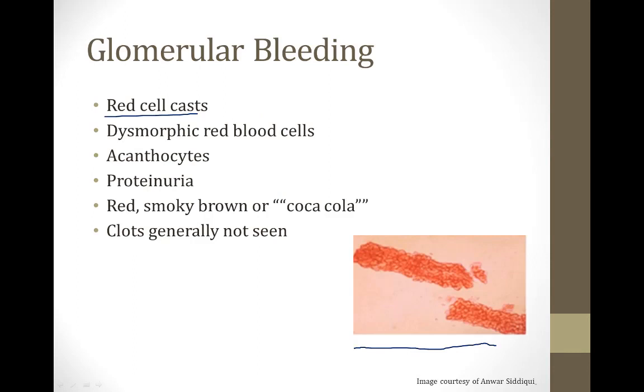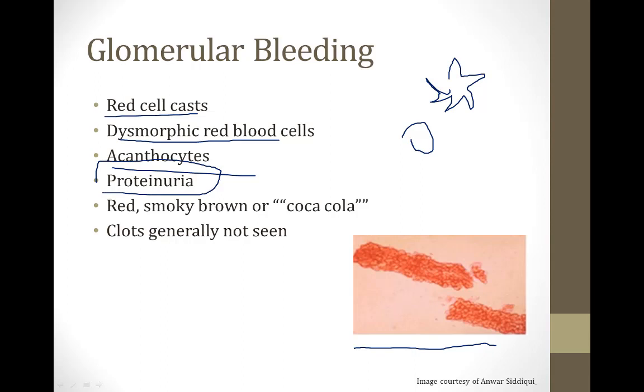Other things you may see are dysmorphic red blood cells. These are red blood cells that have an abnormal shape. And just like the mechanism of casts, this happens because you're squeezing them through the filtration barrier and the nephron. You can also see acanthocytes. These are red blood cells that have a spiked cell membrane. So instead of being a nice circle, they sort of have a spiky cell membrane looking something like this. And then in addition to the red cell findings, people with glomerular bleeding often have proteinuria.